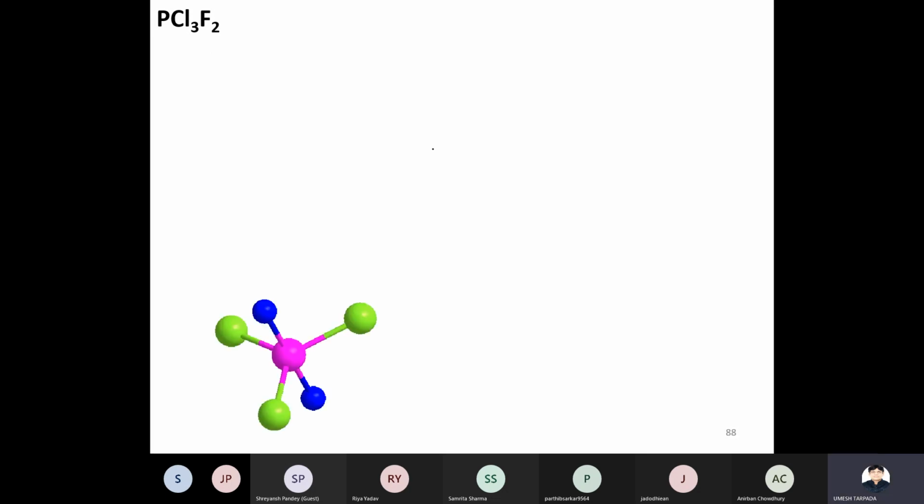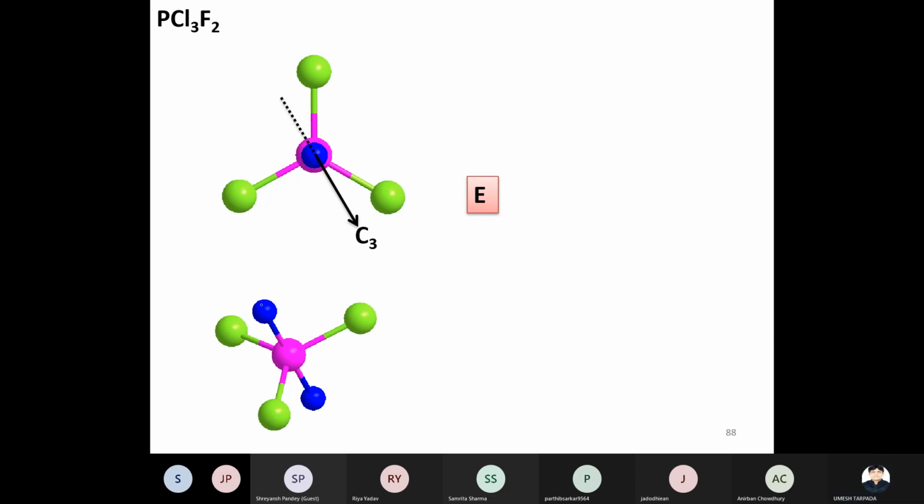Now see, this is a very important molecule, PCl3F2, trigonal bipyramidal. Two fluorines are at the two axial positions and three chlorines are at the three triangular positions. Now you tell me which one is the principal axis and through which atoms it passes. It will pass through both the fluorines and the phosphorus. This is your principal axis, called C3, passing through both fluorines and phosphorus.